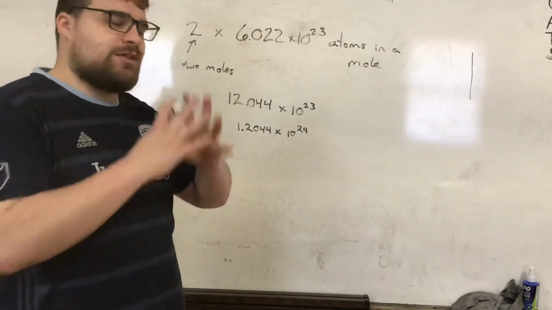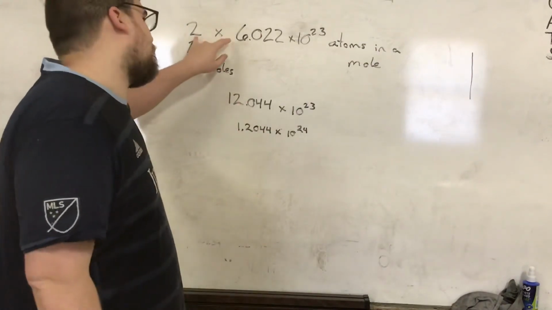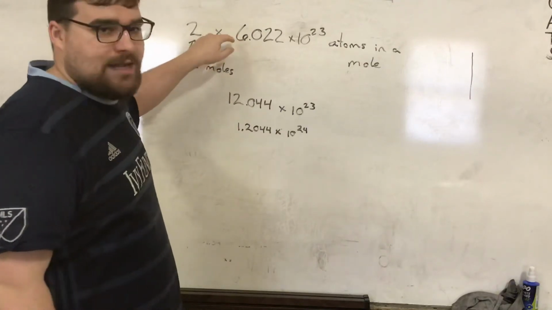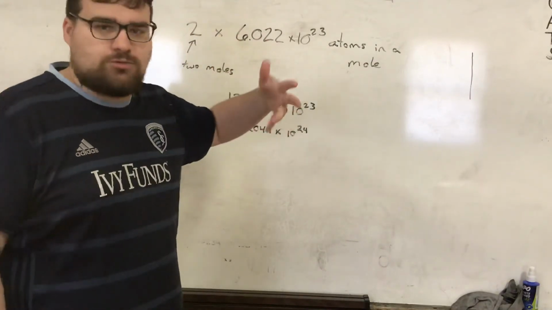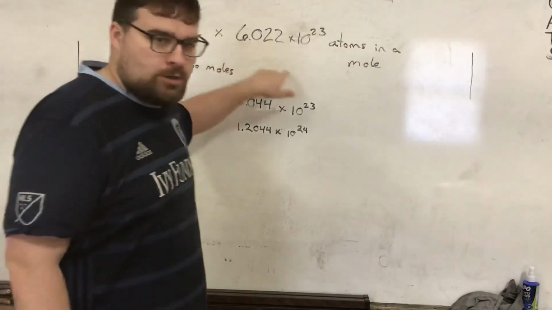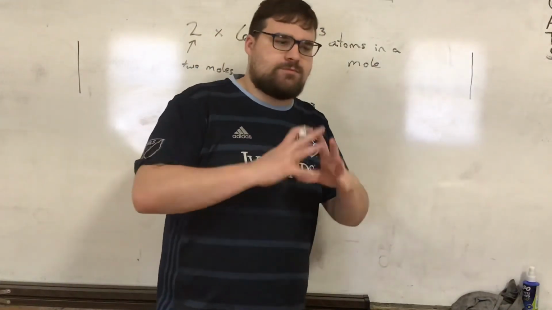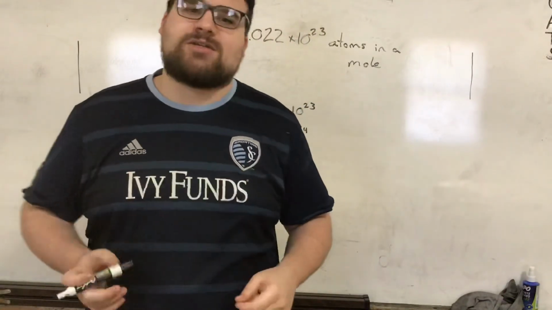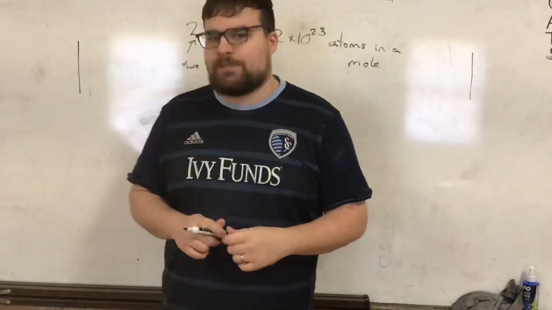The real thing I want you to get from this is that whenever you multiply something by however many moles you have, in this case 2, you're just multiplying that times the whole number portion of the scientific notation, not the 10 to the whatever power.